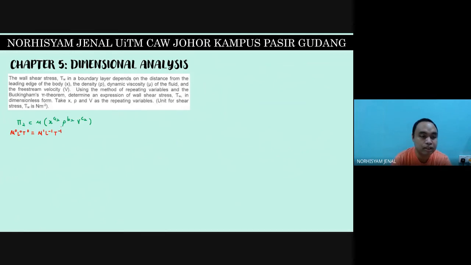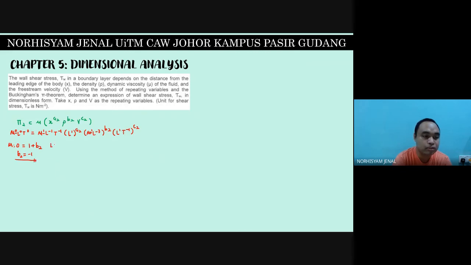Is it correct? M1, L negative 1, T negative 1. Okay. And then here we have X, L1, A2, and then M1, L negative 3, B2, and then L1, T negative 1, C2. Okay, so, all right. And then to solve this, so for M, 0 equals to 1 plus B2. So B2 equals to negative 1.